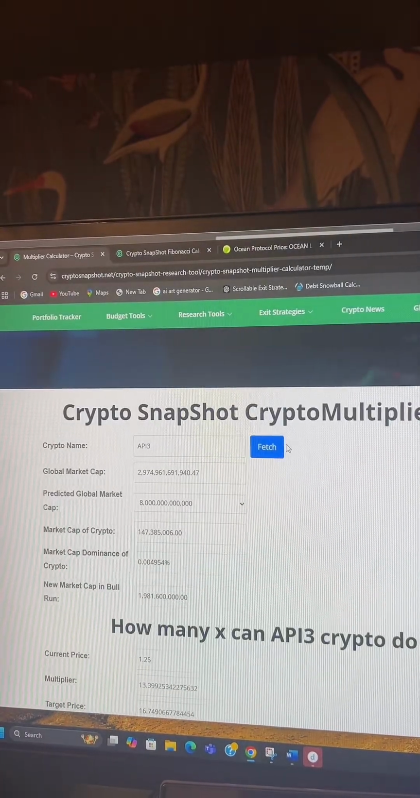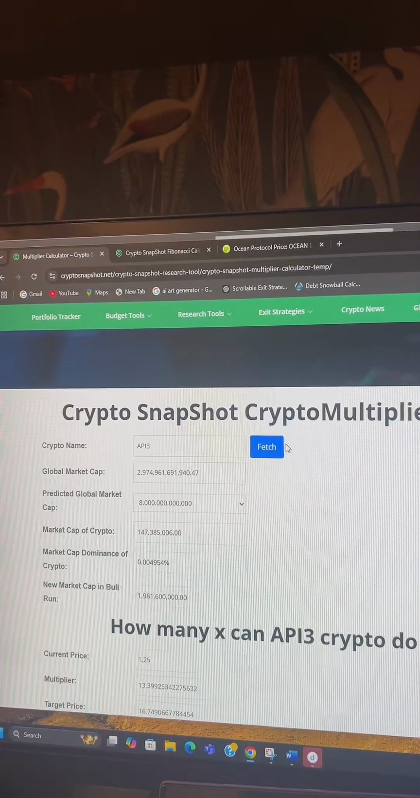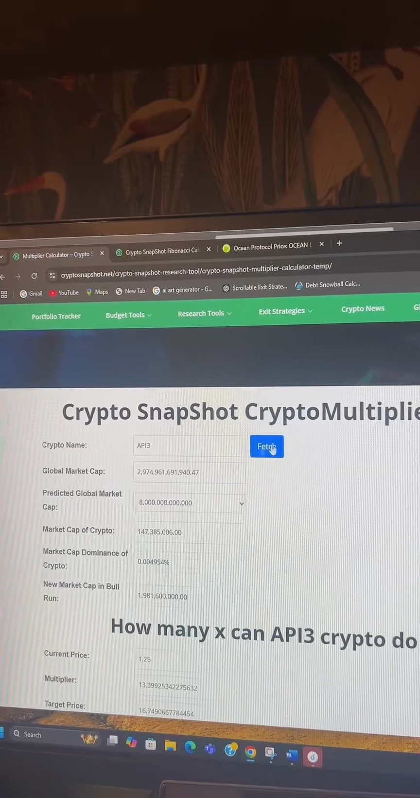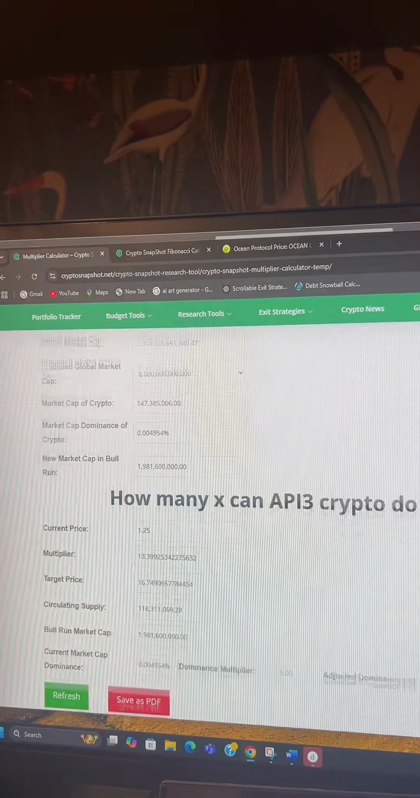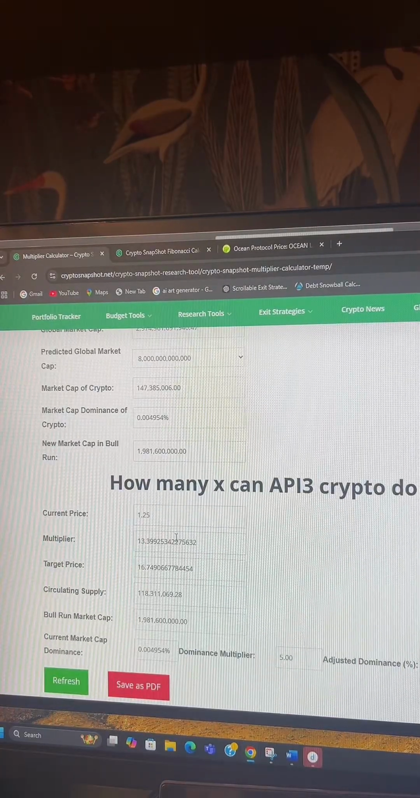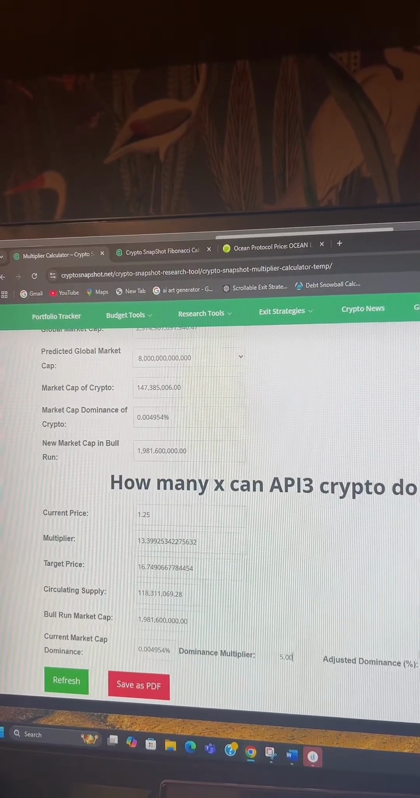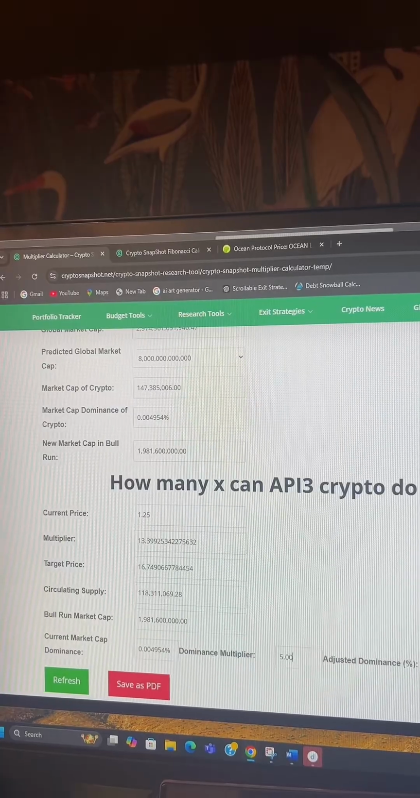Anyway, you can log on to the website cryptosnapshot.net and go to the Crypto Snapshot Multiplier. You can enter in any crypto that you like and mess around with the numbers and see where price action could go. So that was it for real-world applications on the Oracle networks.